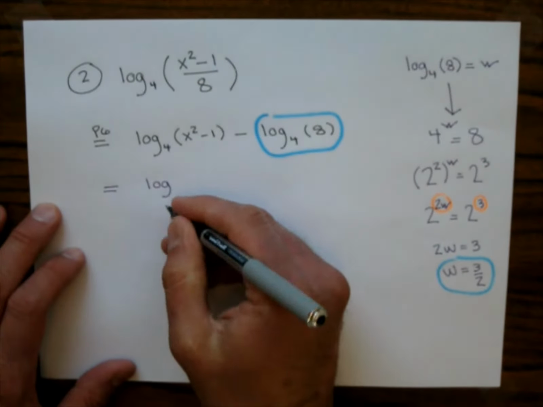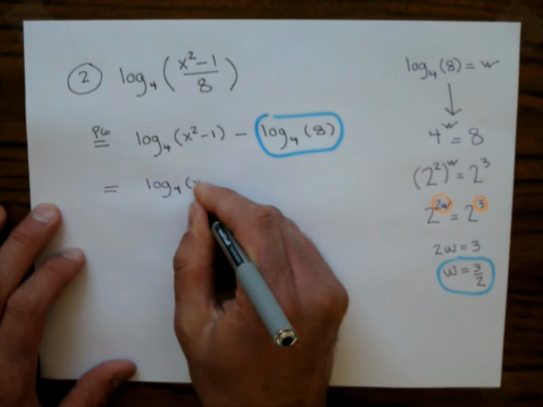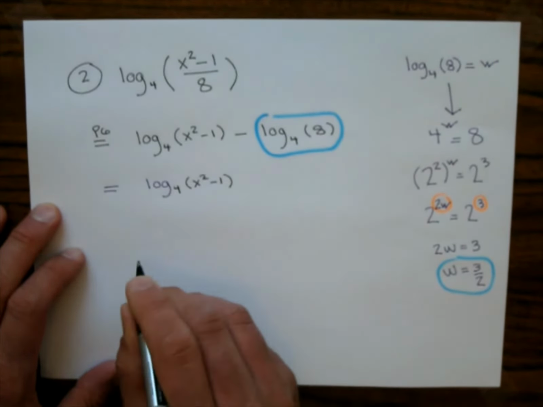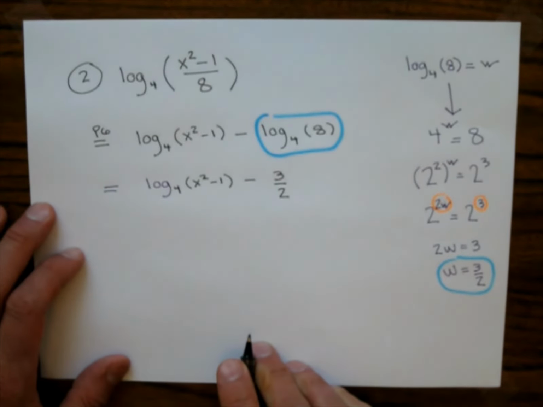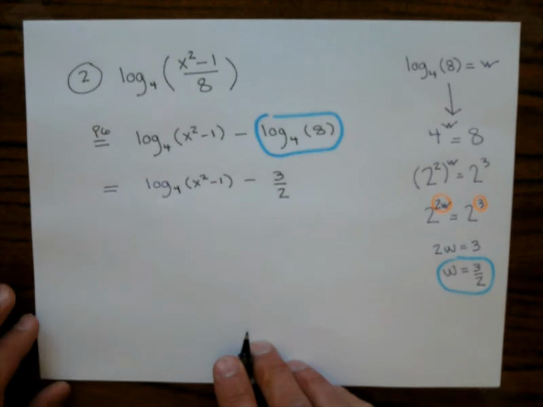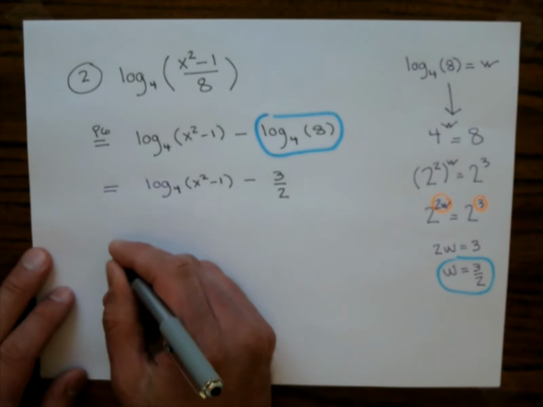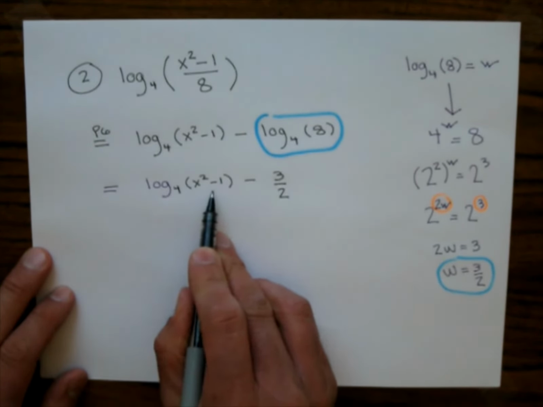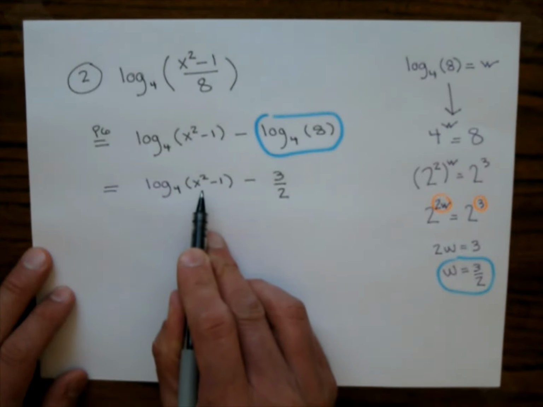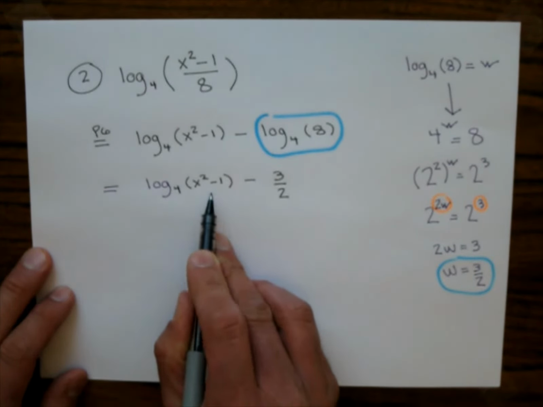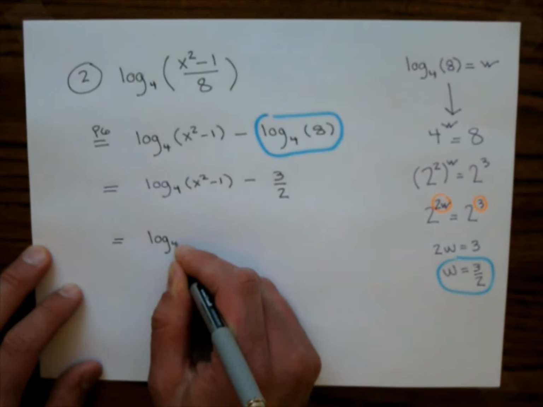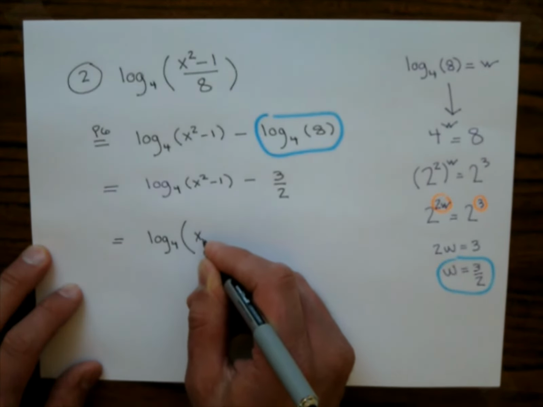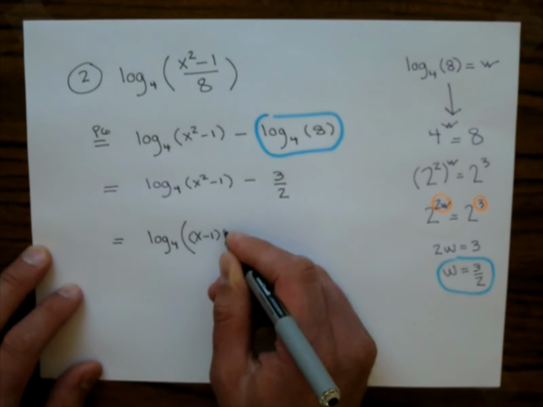Change back to black. So this is minus 3/2. Now, we might feel tempted to box our answer. However, this right here, even though it's not a product, this x squared minus 1 can be factored. And so, that's what we're going to do. We're going to factor it to a difference of squares.